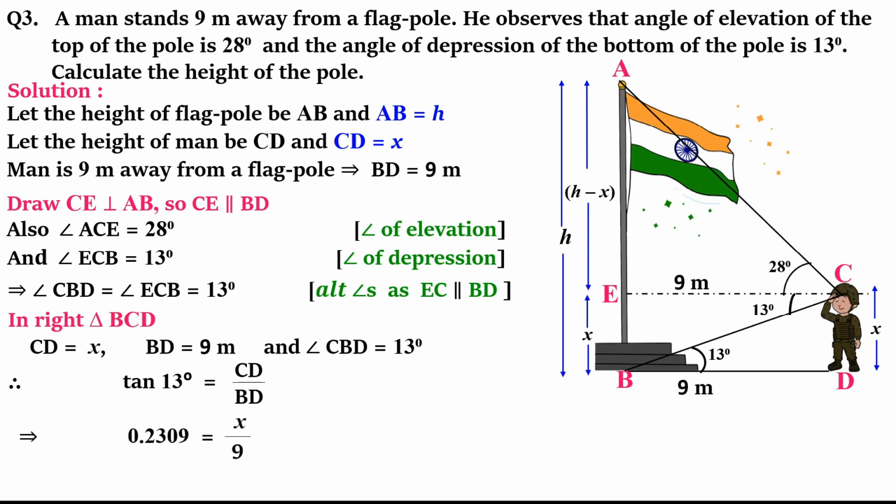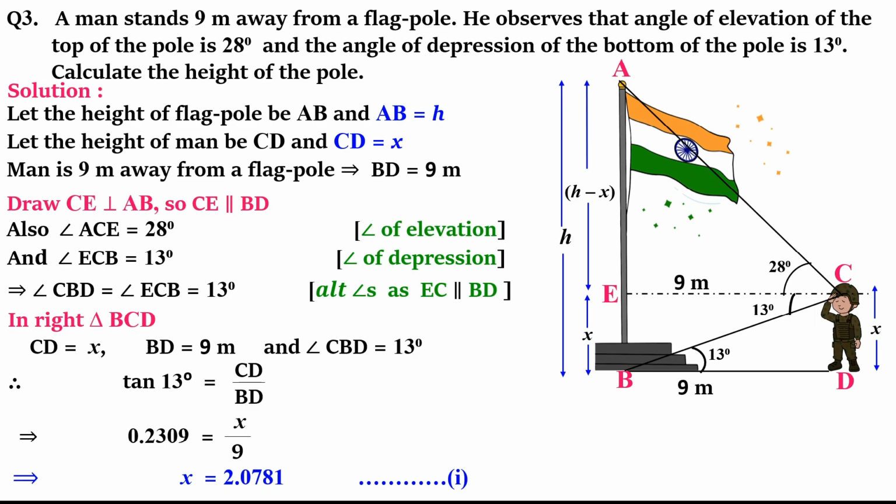So from the trigonometrical tables, for tan 13 I have 0.2309, and CD is X, BD is 9. We substitute the values. From here I get the value of X as 2.078981. Let's mark this as equation 1. Now we will take the next right triangle, that is AEC.